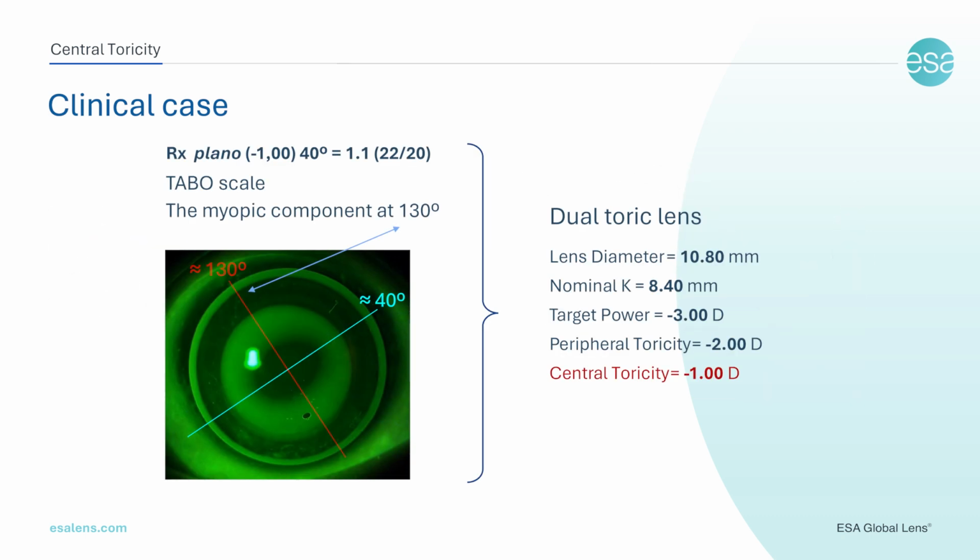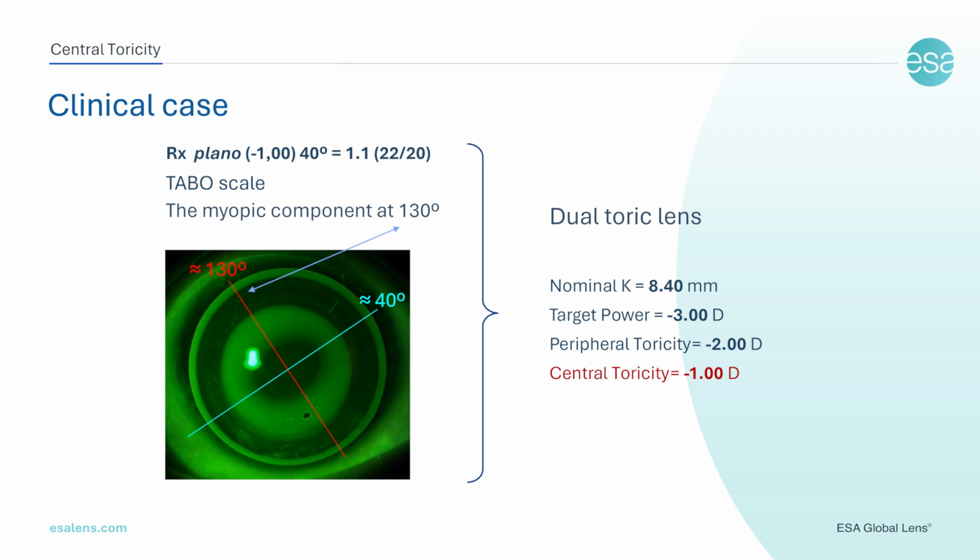The axis of the lens steep meridian coincides perfectly with the axis of the patient's myopic component, 130 degrees. Because these axes are aligned, and the lens is rotationally stable, we can now proceed with the final order. We need to order a lens incorporating a central toricity of -1 diopter to match the patient's residual clinical refraction. All other parameters should remain unchanged.